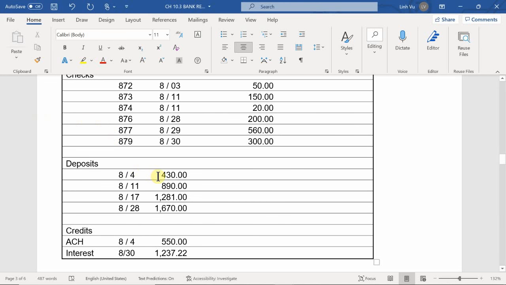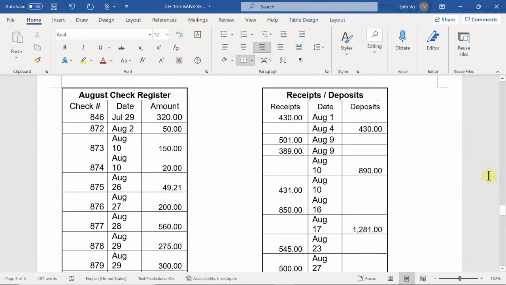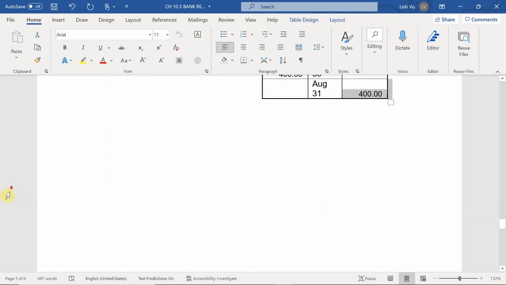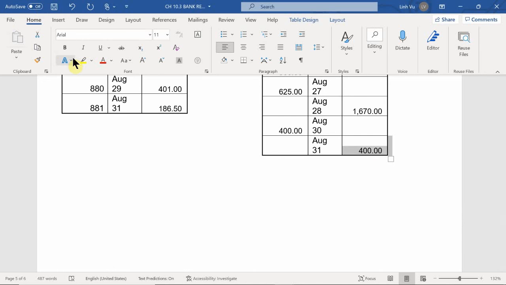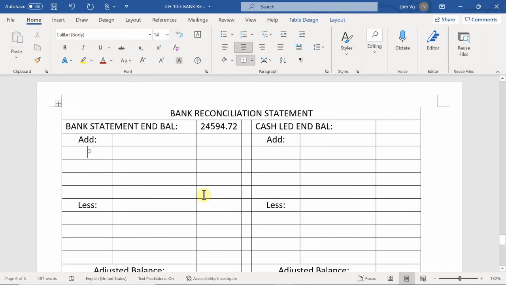Right. 30th, 31st. So in this case I have my 430, my 890, my 1281, and then my 1670. I have 4 deposits that cleared when I had a total of 1, 2, 3, 4, 5. So I'm missing my $400.